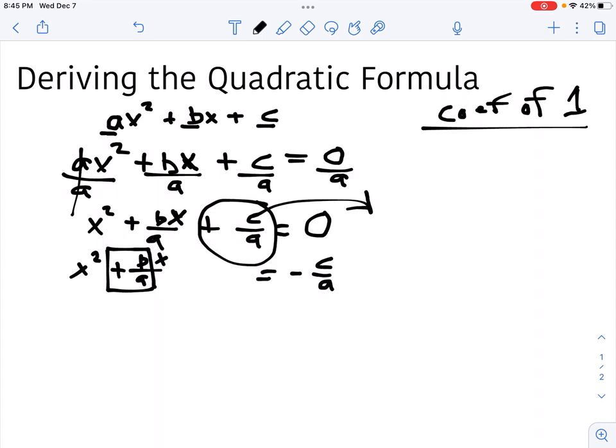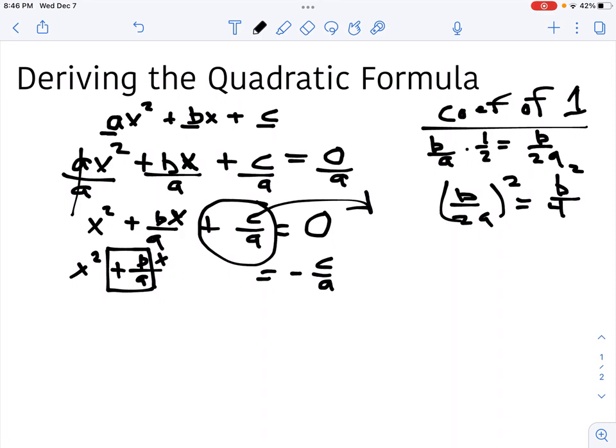So I'm going to take this b over a, and instead of dividing it by 2, I'm going to multiply it by 1/2, which is the same thing, right? So we get b over 2a. Looks a lot like my vertex form, doesn't it? Well, that's not a coincidence either, but that's another video. So you got b over 2a, and now we're going to square that. So we're going to go b over 2a. Let's square this puppy, okay? And that gives me b squared over 4a squared.